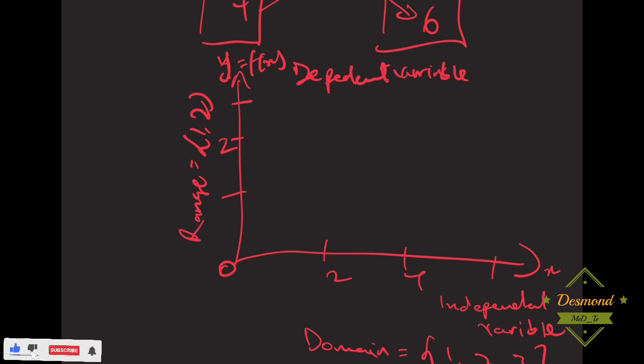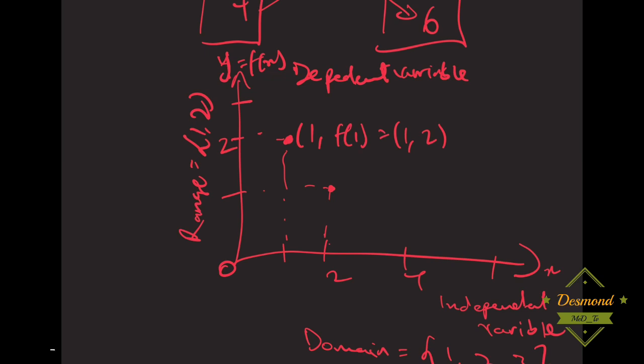So let's say we are plotting that. So we have 2, then 1. So let me say 1 is here. So I'll plot 1 and 2, then 2 and 1 right here, right? So with this one, how do we put it? We can write it as 1 comma f of 1, which is equal to 1, 2. That's how we can write it.